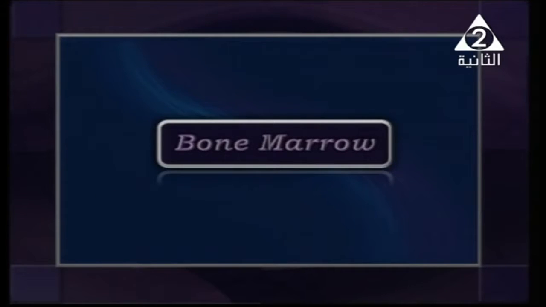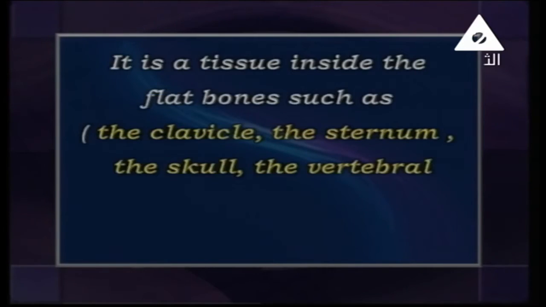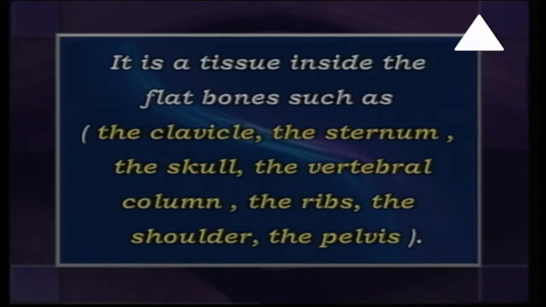Also, bone marrow. Bone marrow is a tissue that exists inside the bones of your body. It is a tissue inside flat bones in your skeletal system, such as what? Like the clavicle, the sternum, your skull, and also the vertebral column, the ribs, the shoulder, the pelvis. Any flat bone inside your body includes a tissue called bone marrow, and it has a main role in what? In the immune system.